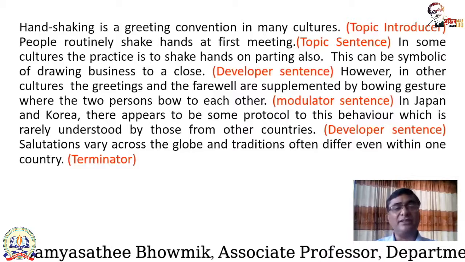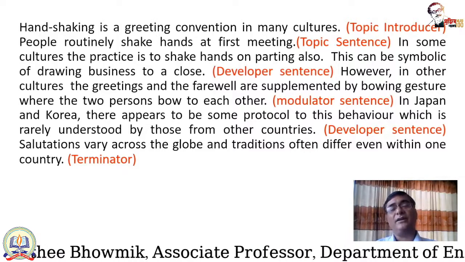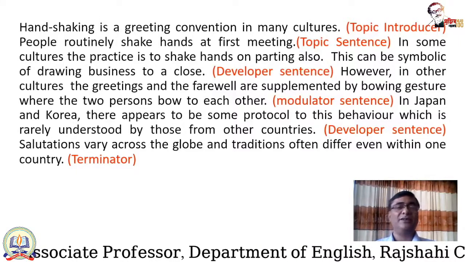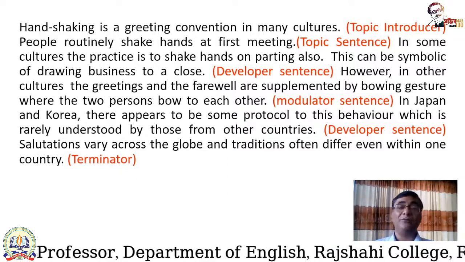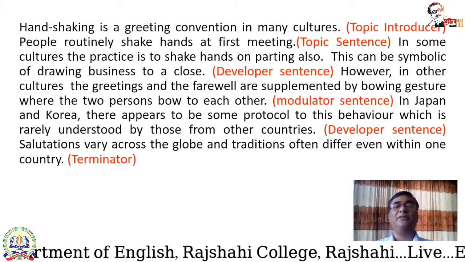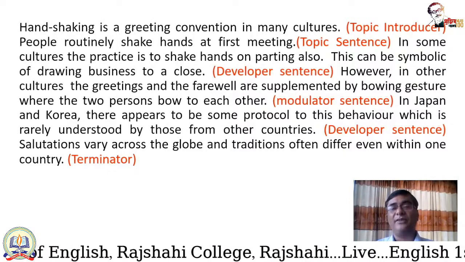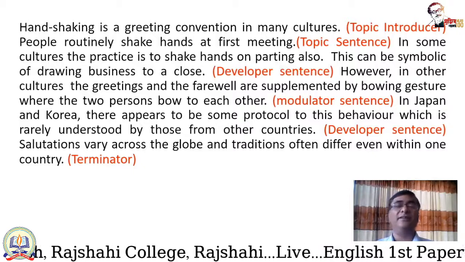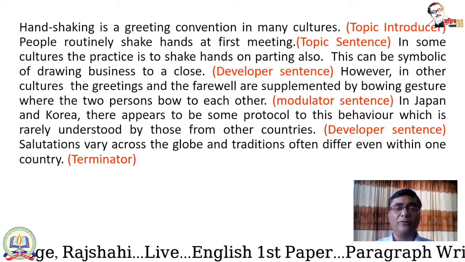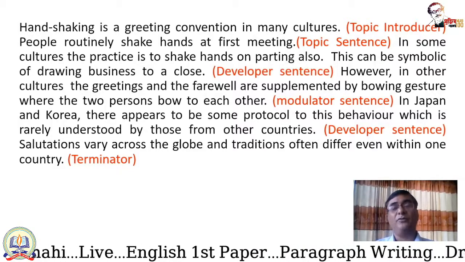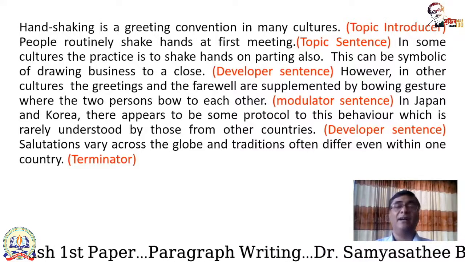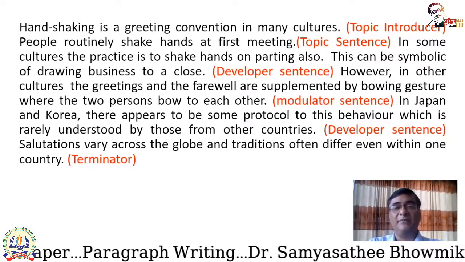So salutations vary across the globe and traditions often differ even within one country. So that is the terminator. And we are basically summarizing the entire paragraph, and we are saying that salutations may vary across the globe and traditions often differ even within one country. So this is how we can conclude this paragraph. And how are we concluding this paragraph? We are concluding this paragraph by summarizing the entire paragraph.